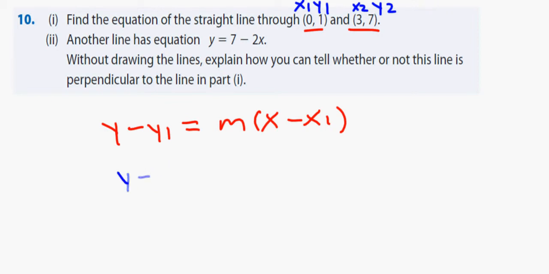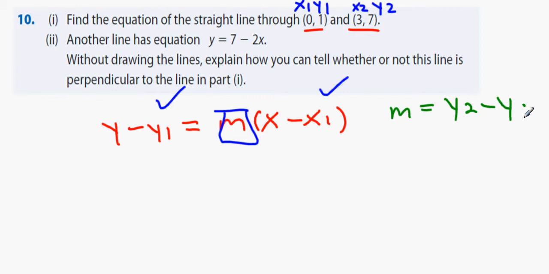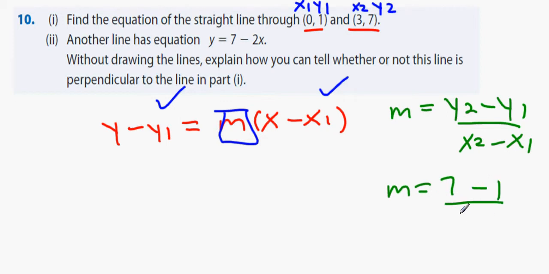Okay, so we need to find the slope first. So we know what y1 is, and we know what x1 is, but we need to find what the slope m is. Now the slope formula in your maths tables is y2 minus y1 over x2 minus x1. So we can just simply get that one there. So we're going to get 7 minus 1 divided by 3 minus 0. That's going to be 6 over 3, which will give us 2. So we know the slope is 2.